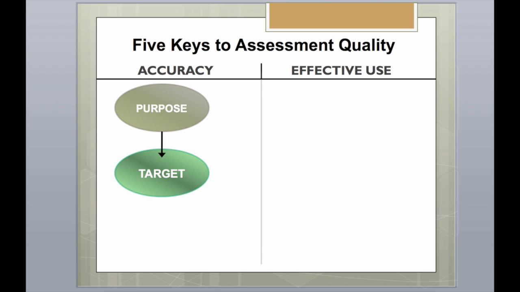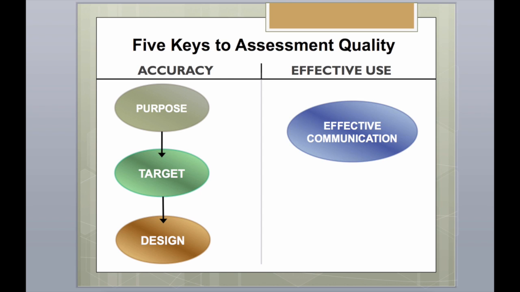And so on the accuracy side, we have 3 keys: clear purpose, clear target, and sound design. And we need to develop assessment competencies in each one of those 3 keys in order to ensure that our data is accurate. And then we move over to the effective use side. Now, on the effective use side, we have effective communication.